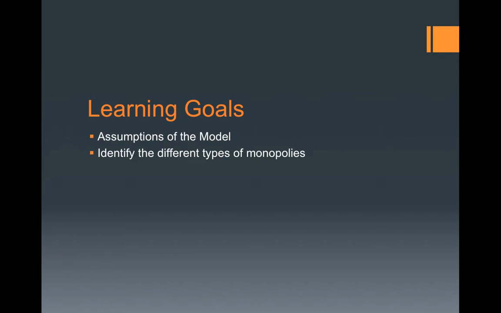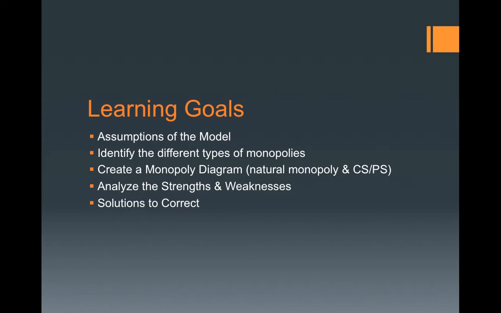One, we'll need to know the assumptions of the model, the sort of factors that usually make up a monopoly market structure. We'll look at the different types of monopolies that exist in the world, and that's not really an IB standard, but still it's important to understand the differences because there are different types of monopolies. We want you to create a monopoly diagram, there's a typical monopoly diagram. There's also something called a natural monopoly, and we'll also want to create a monopoly diagram that has the consumer and producer surplus. We'll also look at the strengths and weaknesses and solutions to correct a monopoly.